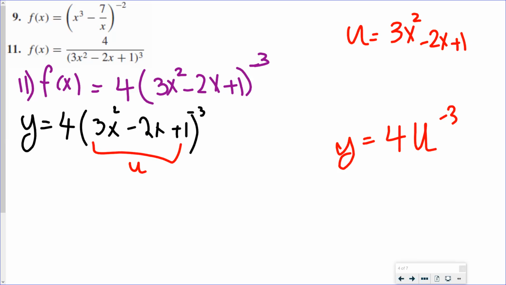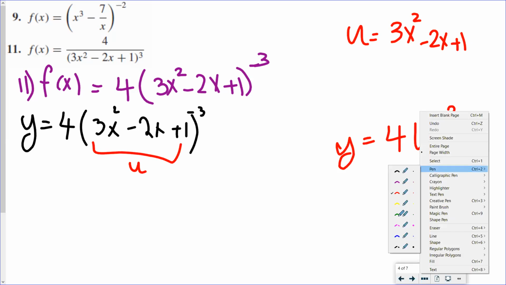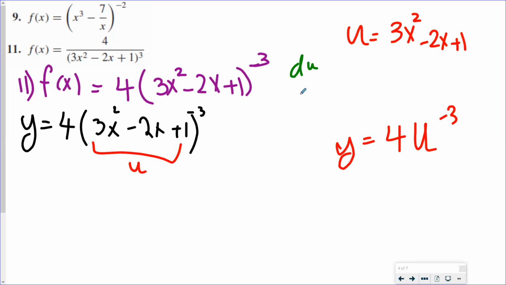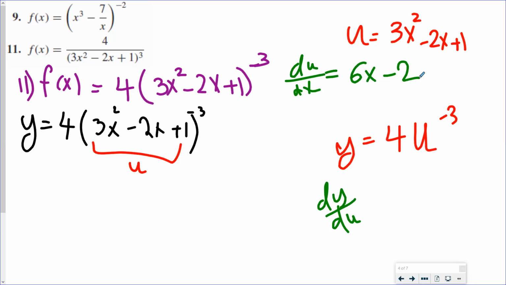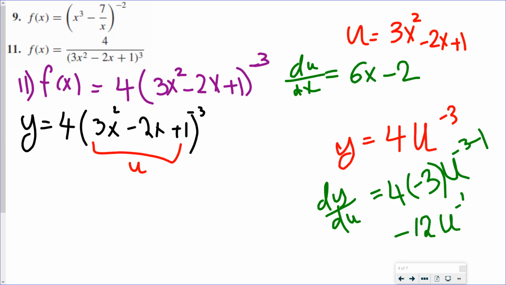Then I will find now the derivative of u with respect to x and of y with respect to u. With u with respect to x, it will be 6x minus 2, thank you. And with respect to u, it will be 4 times negative 3 u raised to the power negative 3 minus 1. So it is negative 12 u raised to the power negative 4.